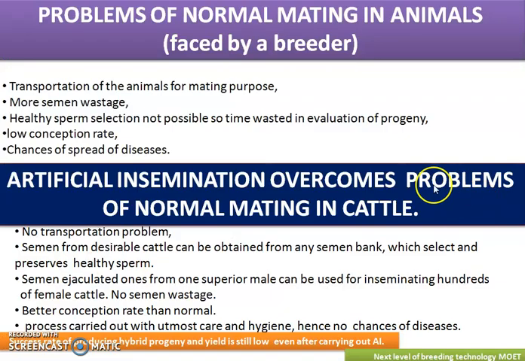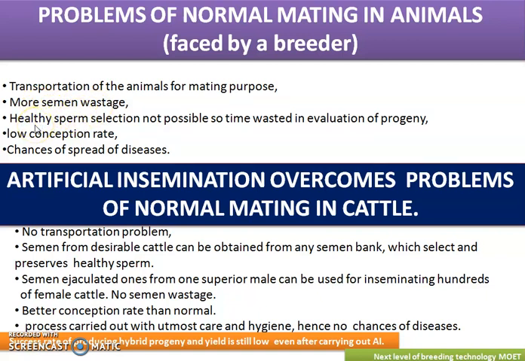Now, what could be the normal problems? Why should a breeder go for artificial insemination? There are many problems with normal mating in animals that a breeder faces. Suppose he does not have a superior quality bull with high genetic merit. Then he has to get a superior bull transported from some other place to where his superior cow is housed. That is a very tedious job. Also, in natural mating, there is a lot of wastage of semen.